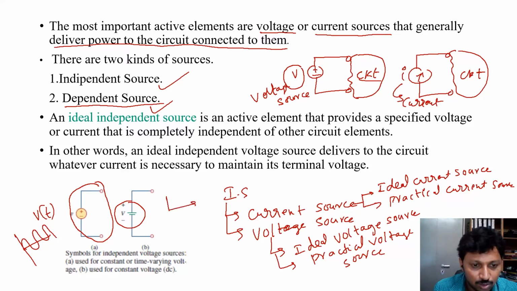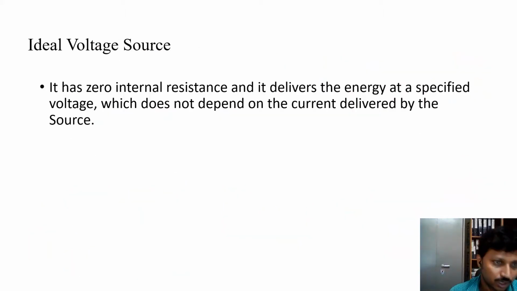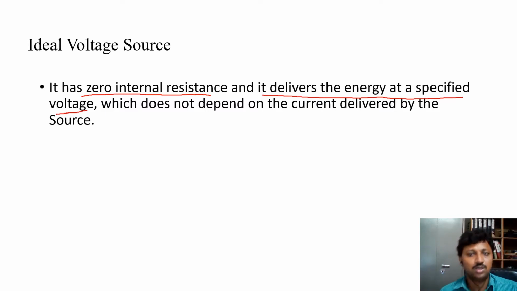And this only supplies a constant voltage, right? This will supply constant current, DC. This is called DC, direct current, right? So the ideal voltage source has zero internal resistance, and so it delivers the energy at a specified voltage, right? It means the ideal voltage source delivers the specified voltage.